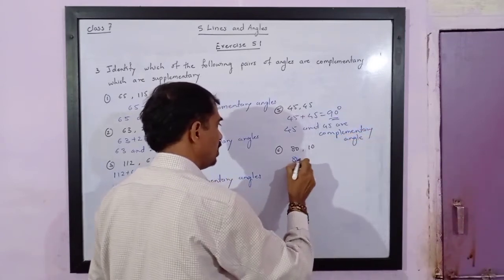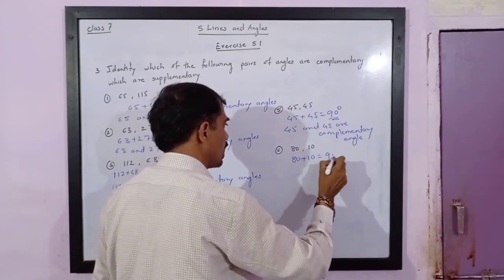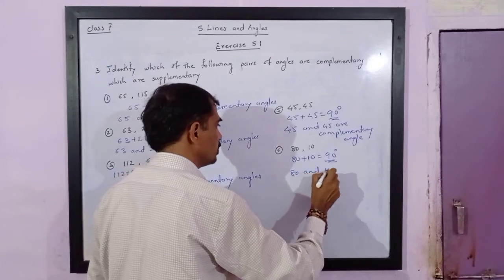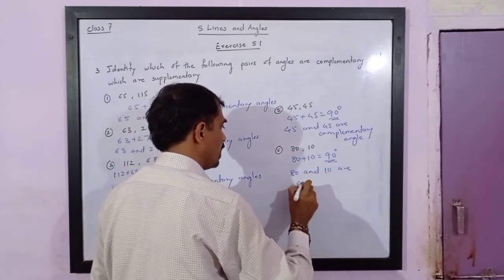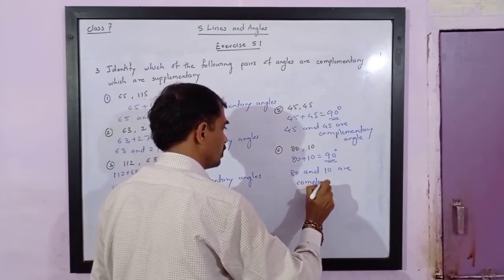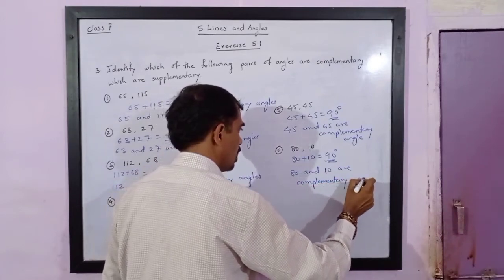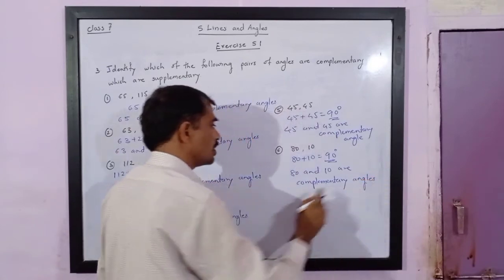The next is 80 plus 10. That is also again 90 degrees. It means 80 and 10 are complementary angles.